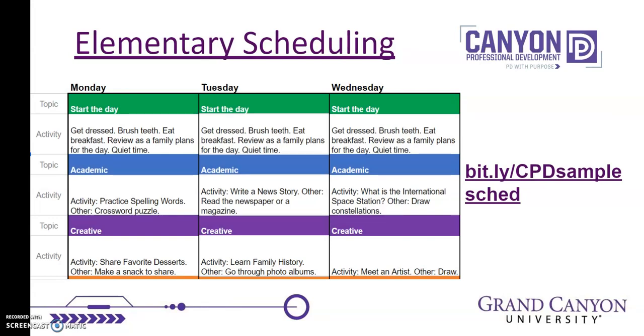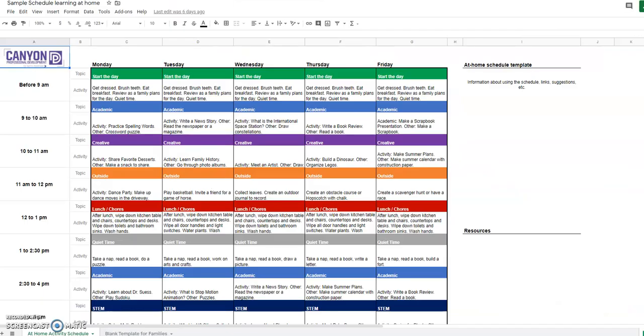Notice the link over on the right. You can pause and take a picture or a screenshot, or wait till later and click on it in the description. When you click on it, it will prompt you to make a copy, and you will get your own document that looks like this. Again, you can type right in the document and make any changes.